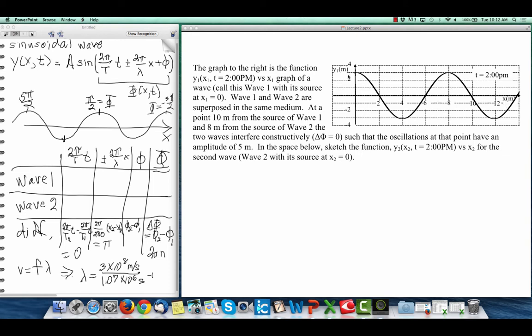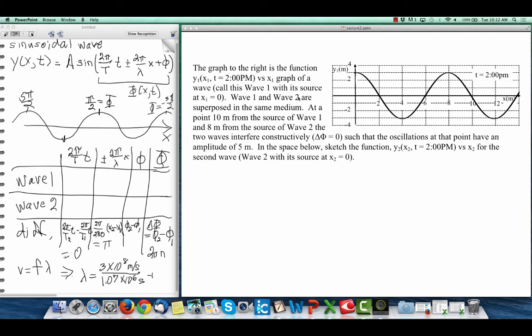So all waves, we'll always start at its source, which has a kind of sense to it. So x1 equal to 0 is right here. The source of the wave is right there. Wave 1, and so here's a picture of y versus x. So that's a snapshot of wave 1 at t equals 2 o'clock. So at 2 o'clock, somebody took a snapshot of wave 1. It looks like that as a function of how far away you are.